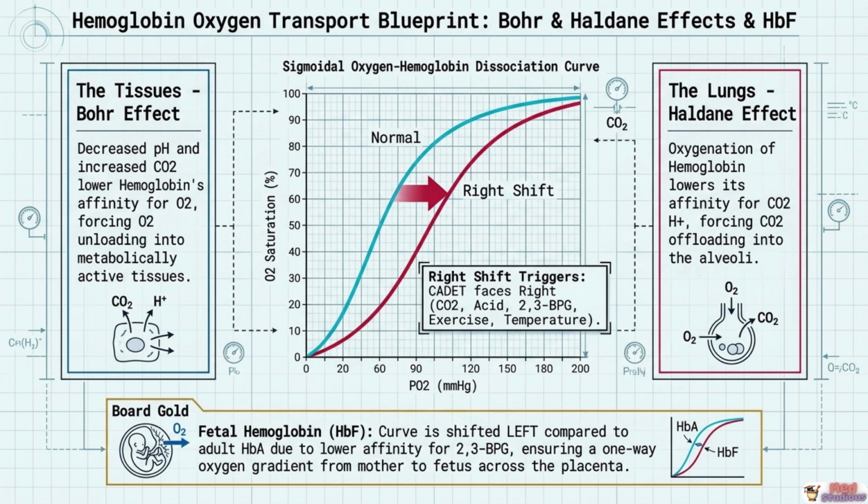A particularly high-yield board fact concerns fetal hemoglobin. Its dissociation curve is shifted left compared to adult hemoglobin, specifically due to lower binding affinity for 2,3-bisphosphoglycerate. And this leftward shift ensures a one-way oxygen gradient, flowing from mother to fetus across the placenta.